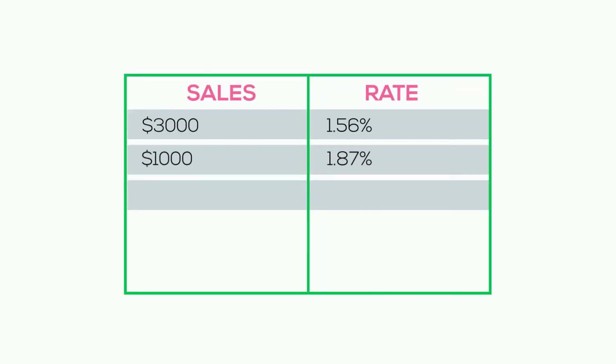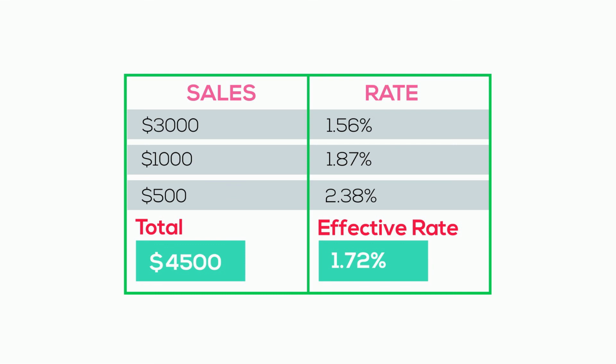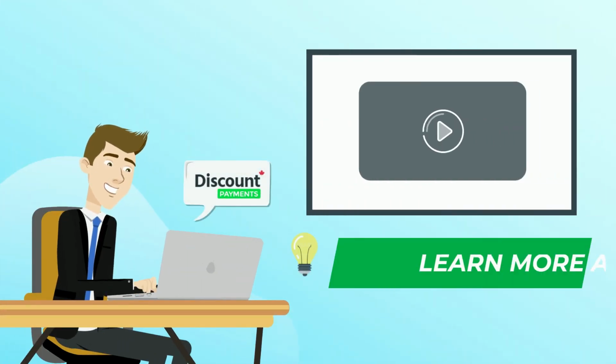At the end of the month, you will be able to see your average total rate for all sales. This is called your effective rate and is the single most important number in payment processing. Learn more about effective rates in our next video.